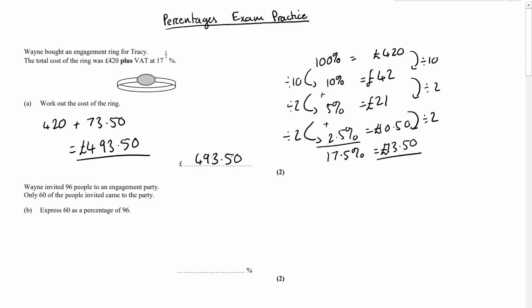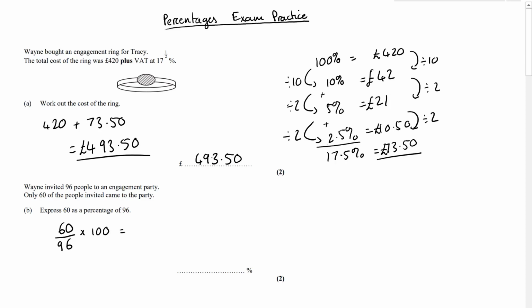Okay, now Wayne invited 96 people to an engagement party. Only 60 of the people invited came to the party. Express 60 as a percentage of 96. So in order to write anything as a percentage, we need to know the amount that we have. In this case, we have 60 over the total amount, in this case 96, and we times that by 100.